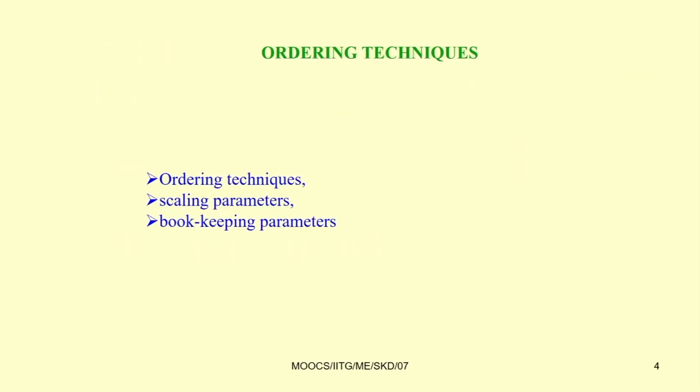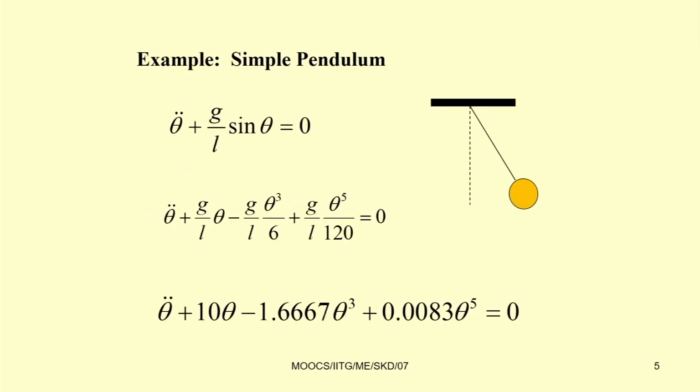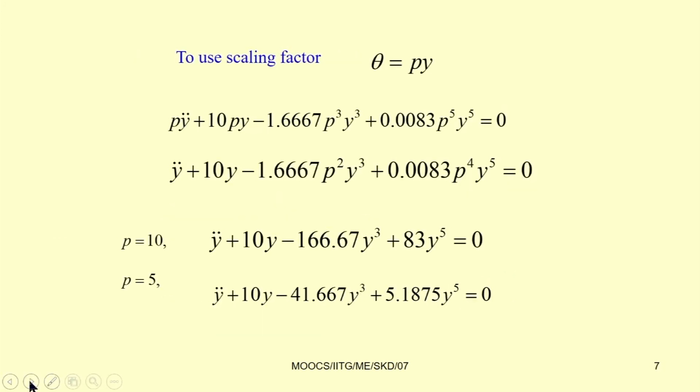So, already we have discussed the ordering technique in the case of a nonlinear system. In the ordering technique, particularly, we have studied the scaling parameter and the bookkeeping parameter. For example, for the scaling parameter, this is the equation of motion of a simple pendulum. Writing theta equal to p y, we have found this equation.